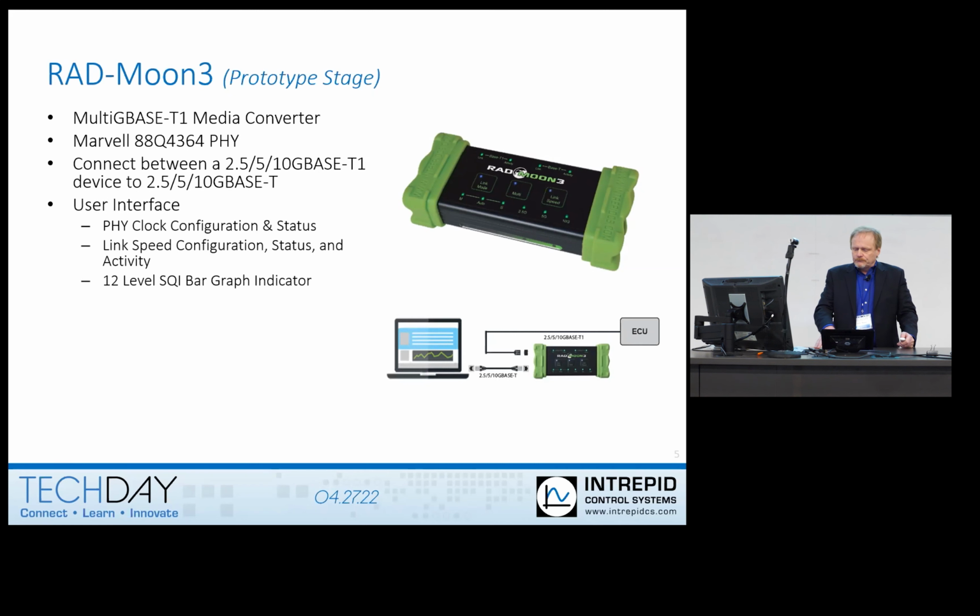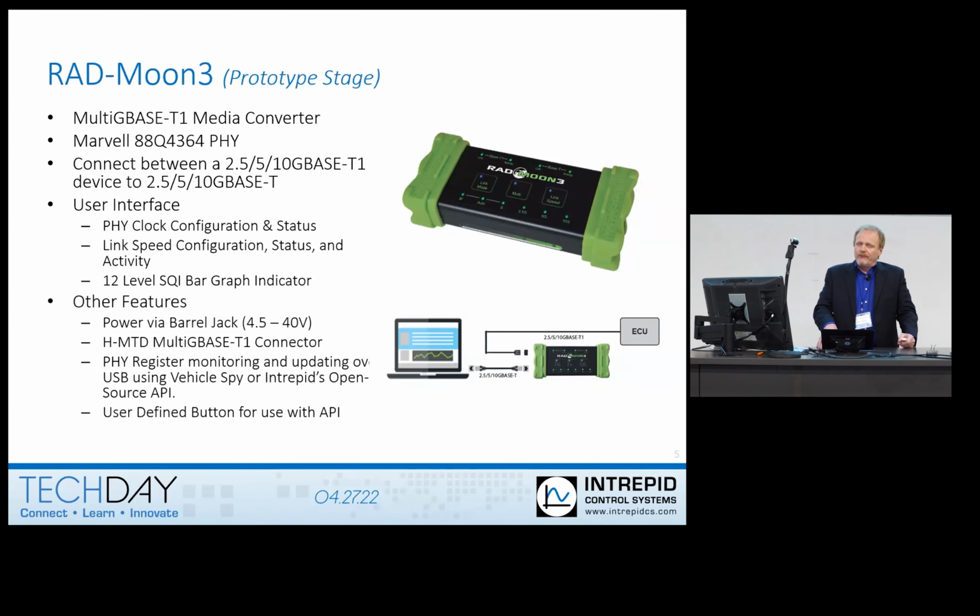Similar user interface. You see the PHY configuration and status. You see link speed, the configuration, the status and activity, the same SQI indicator. Other features are very similar to RAD-Moon 2, one difference being that it's only powered by a barrel jack. USB 3 is rated for 1 amp, and with the multi-gigabit PHYs in this, it's going to exceed 1 amp, so it would not be a reliable power source. So strictly a 5 to 40 volt source connected with the barrel jack.